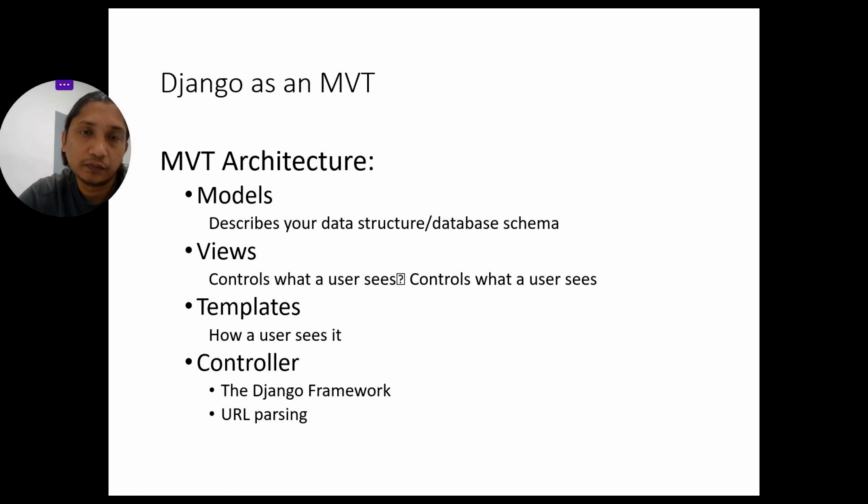To relate Django with MVT: in the MVT architecture, as we already know, we have model, view and template. The model describes your data structure, the view controls what a user sees, the template controls how a user sees it, and the controller is the Django framework and URL parsing. You don't have to worry about this architecture that much. It is needed, but you will learn it. You don't have to memorize it. You will learn when you work on a practical project, which we are going to jump into right now.